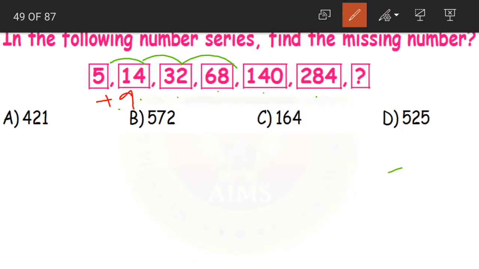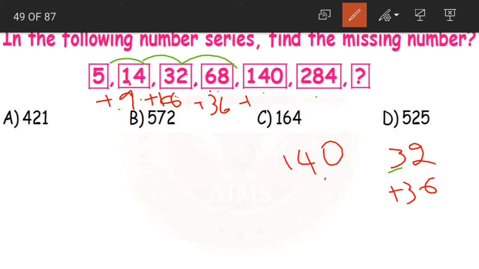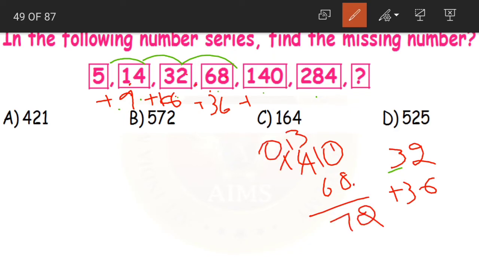See here, 5 plus 9 gives us 14. But here what does it give? 14 plus 18 gives us 32. Yes. Now 32 plus what? 32 plus 36. Yes, 32 plus 36 gives us 68. And then see, when we take the difference of 140 and 68, 2. Again we need to borrow 7. So 72 becomes the number. We need to add 72 here.